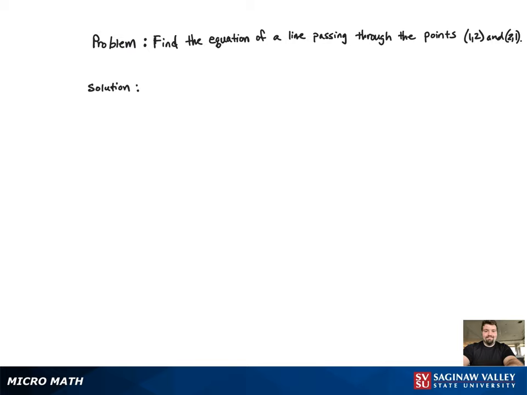To start, we're just going to notice the important piece of information in the problem, and that is that our line passes through the points (1, 2) and (2, 1). So using those two points, we're going to find the slope of our line.